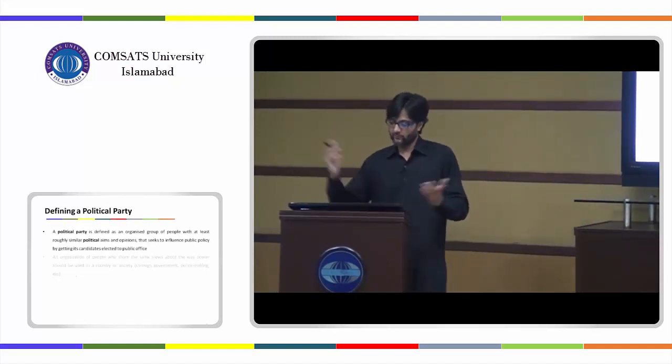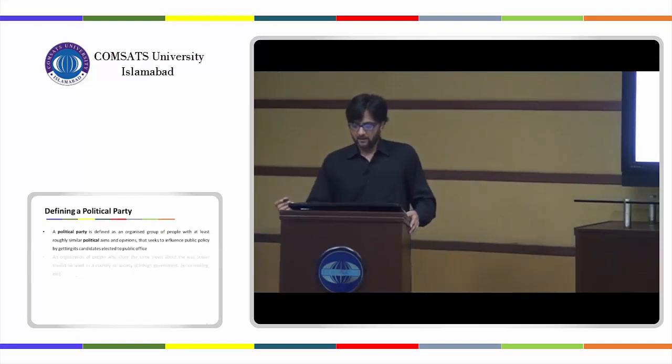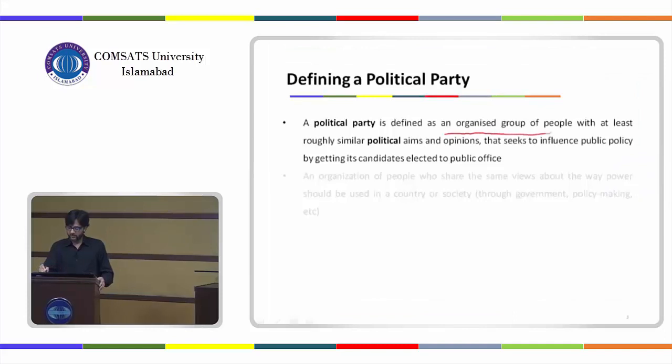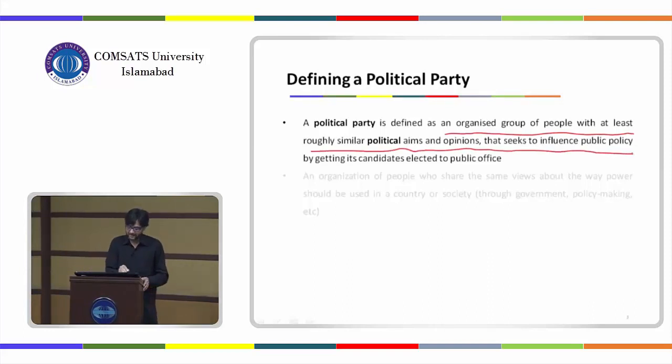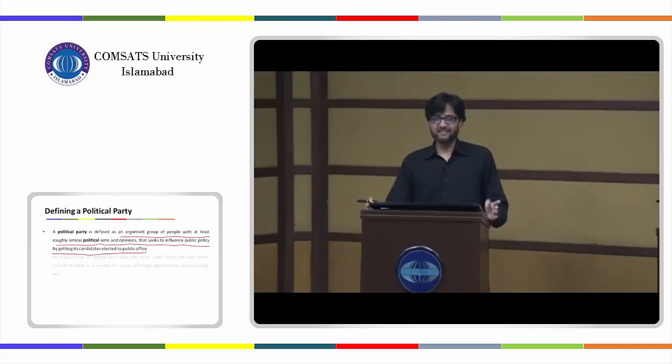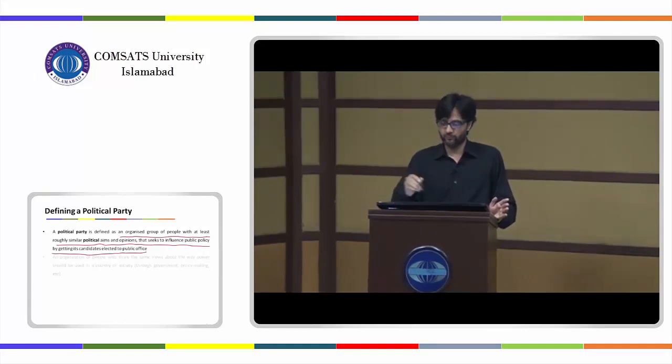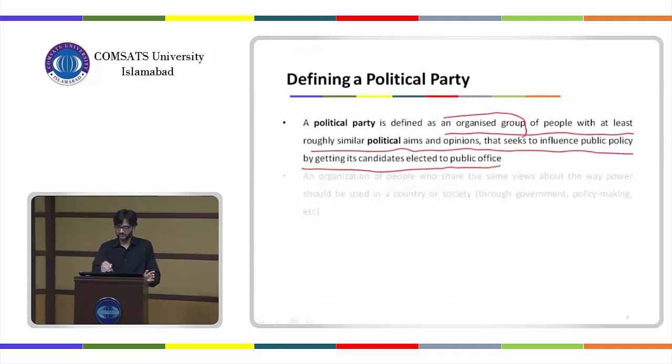So if we want to define a political party, right, it is an organized group of people with at least roughly similar political aims and opinions that seeks to influence public policy by getting its candidates elected to public office. Right, so by this definition, if we operationalize it, a political party is an organized group, right? What does it do? It influences the public policy through its candidates, and these candidates are usually elected.